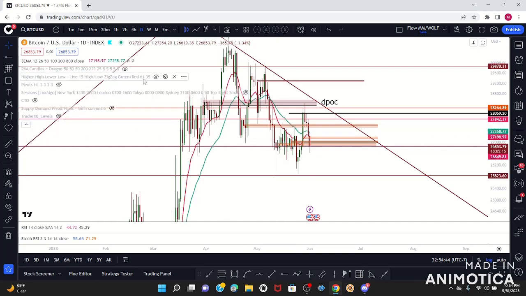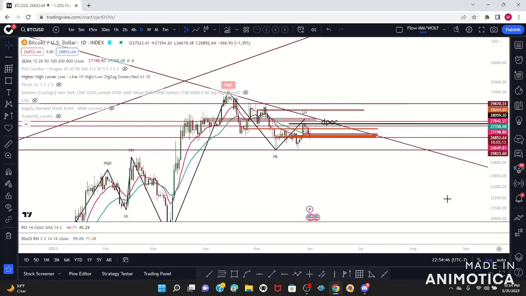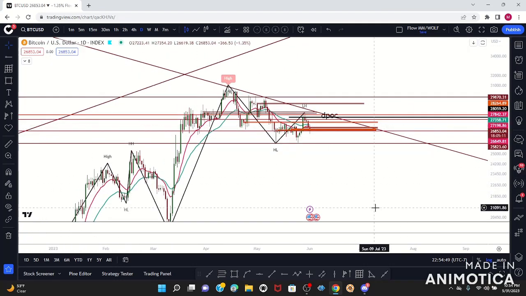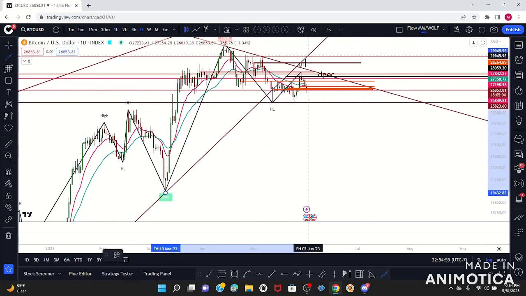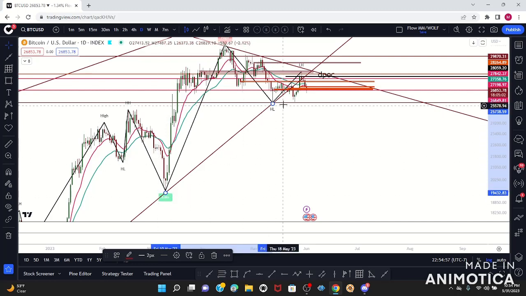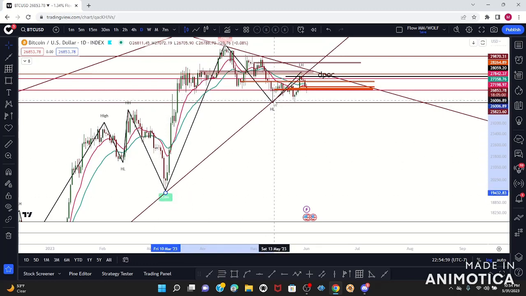Oh, I didn't set my trend line here really quick. Really important, on my daily time frame, right? One touch, two touch, and I'm choosing the higher low because my indicator is guiding me to choose this higher low.